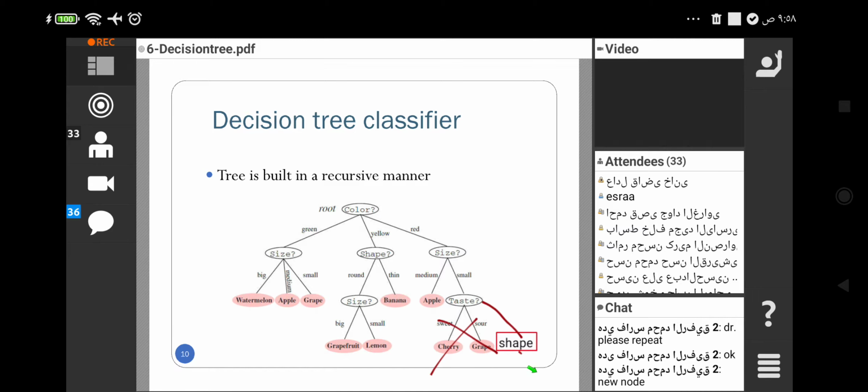After shape, here we don't have any attributes. All of the attributes are used in this branch. In this branch of the tree, all of the attributes are used. All of them are parent and child. So we don't have any more attributes, so we can't grow the tree anymore. Do you understand, Mrs. Hoda?